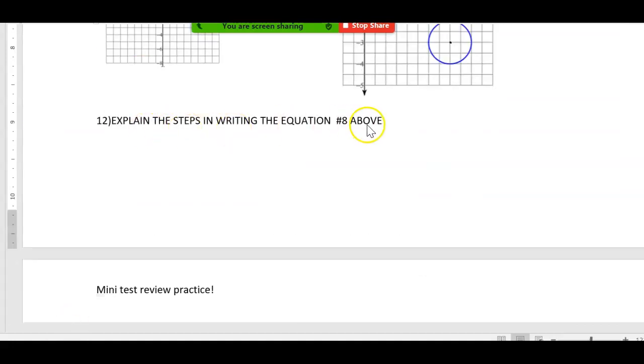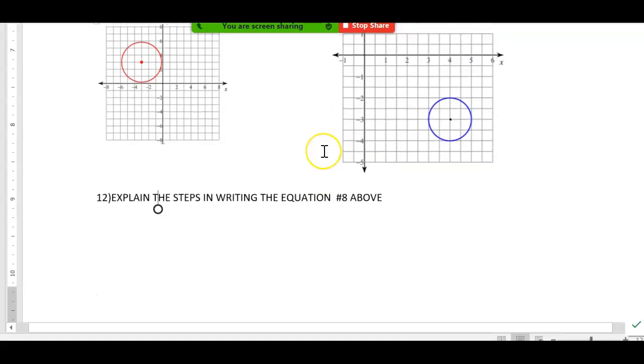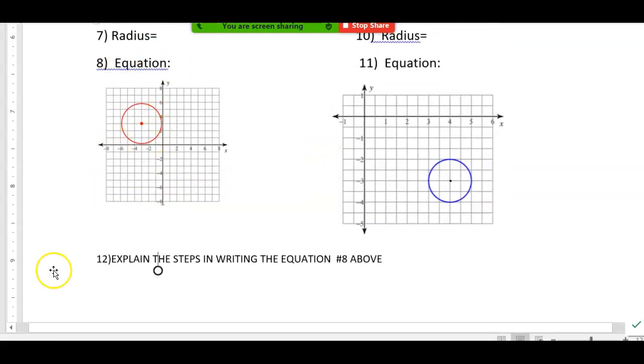Explain the steps in writing the equation number 8 above. So just explain how would you write the equation of number 8 above. You can write that on your notes. And then we have a review for the test, which is on Canvas.